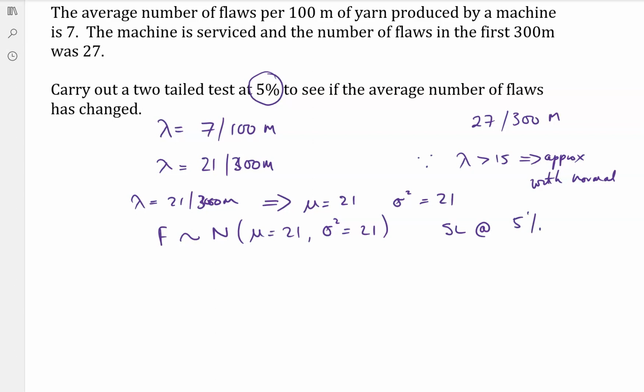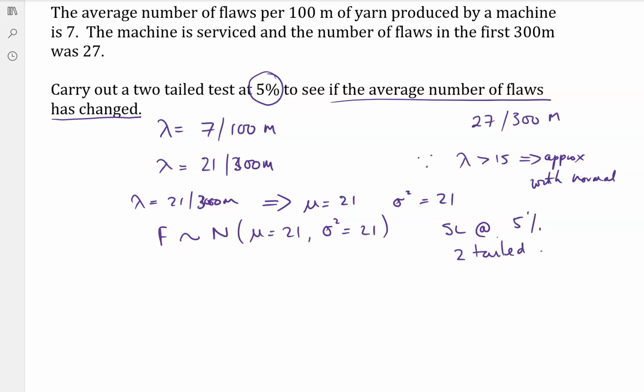And what we need to figure out now is, is this going to be one-tailed or two-tailed? Here we need to read the question carefully. See if the average number of floors has changed. They're not asking has it gone up, they're not asking has it gone down, they're asking has it changed. And so this is going to be a two-tailed test that we need to work with.